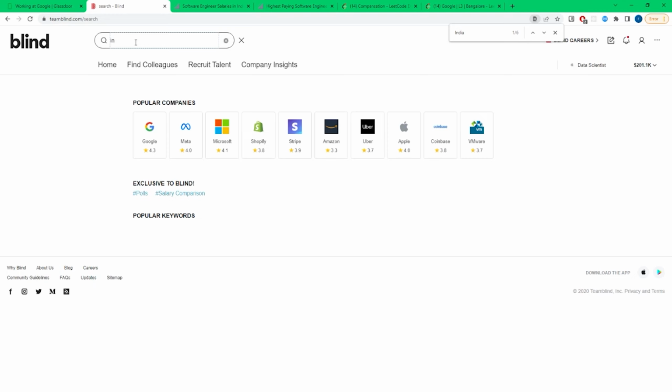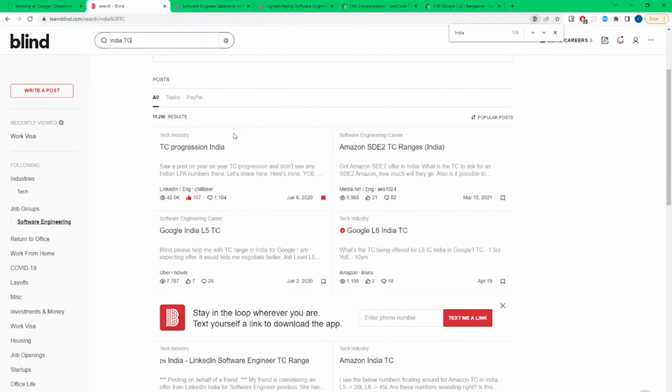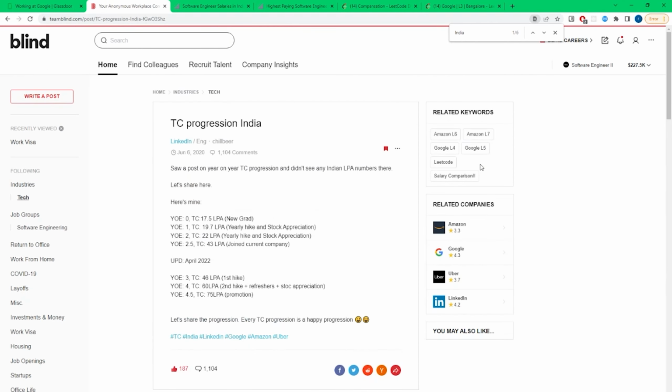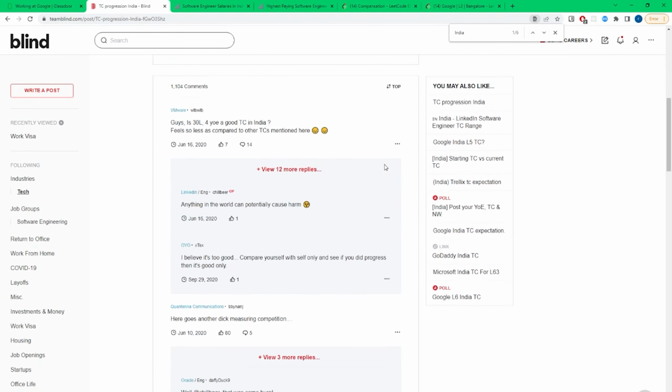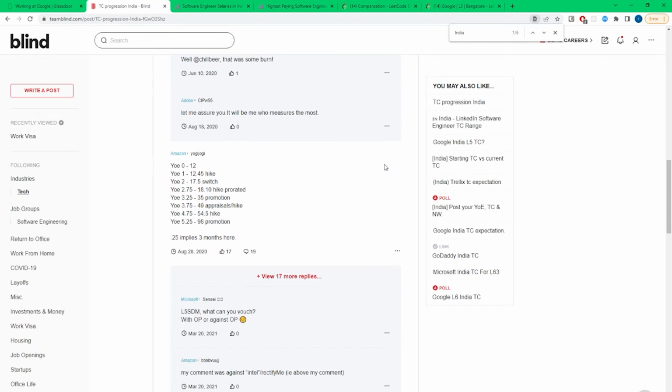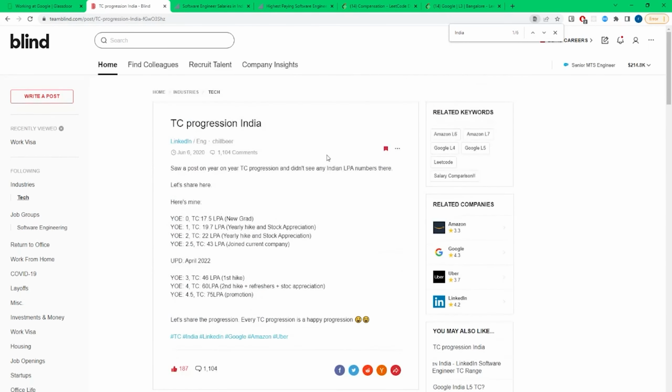One of them is India TC. TC stands for total compensation, by the way. So this is one good post called TC Progression India, where people just share their salary progression per year from their career. But be mindful, don't try to compare salaries because everyone's background is really different.